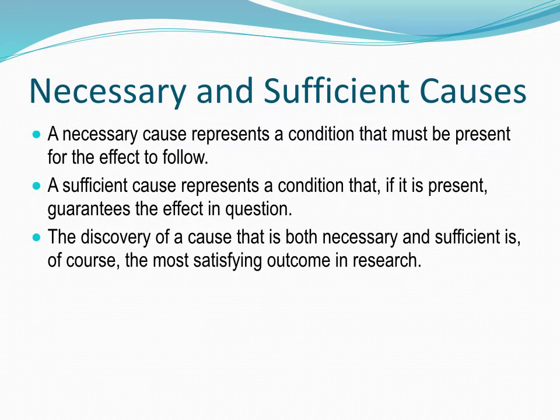The next thing the book talks about is necessary and sufficient causes. A necessary cause represents a condition that must be present for the effect to follow. A sufficient cause, on the other hand, represents a condition that, if it is present, guarantees the effect in question. The discovery of a cause that is both necessary and sufficient is, of course, the most satisfying outcome in research.